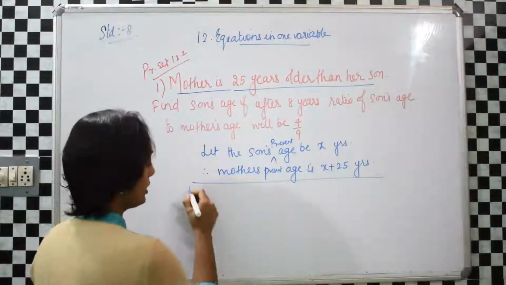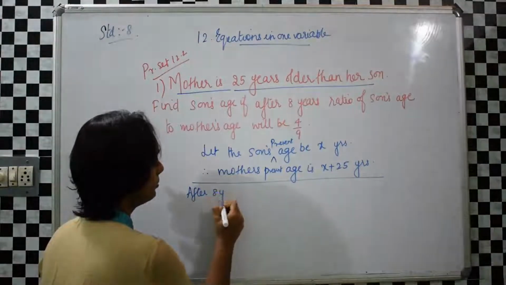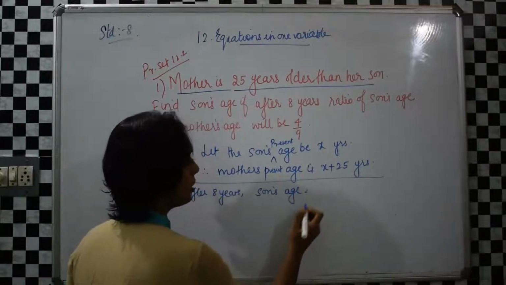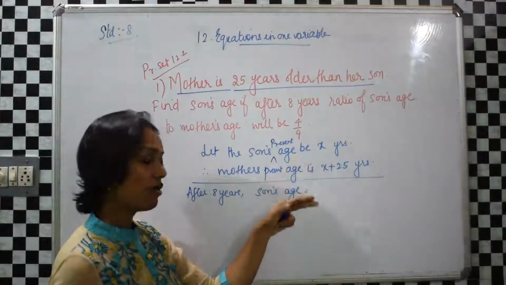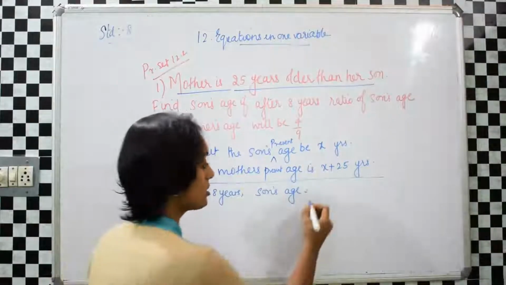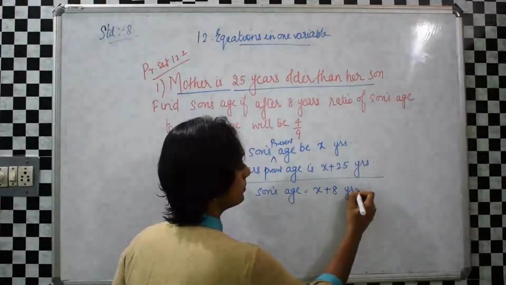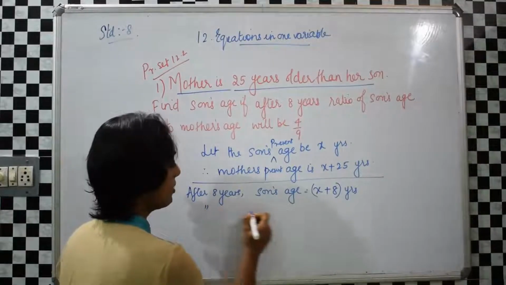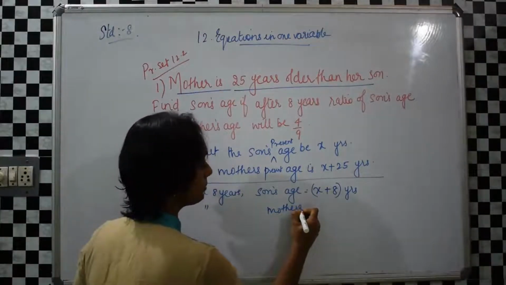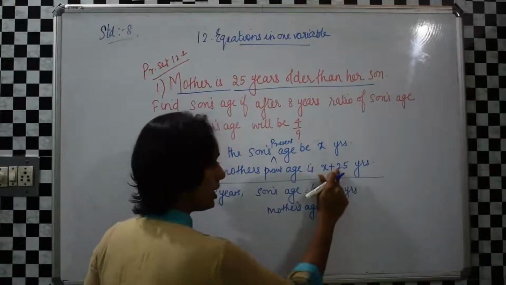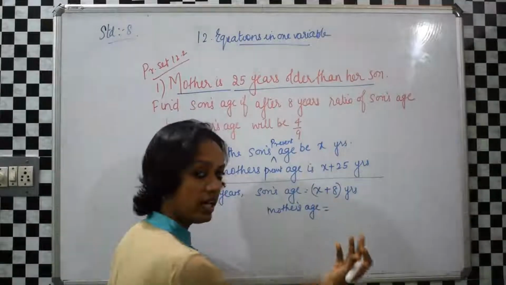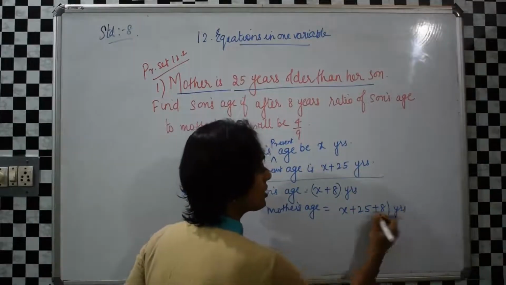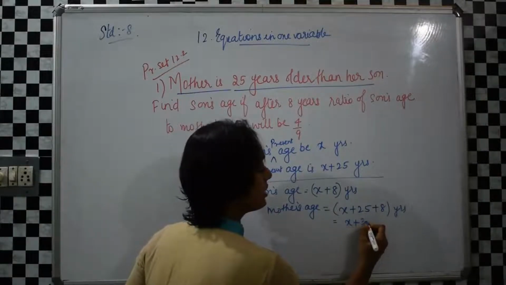So now after 8 years, what will be the son's age? Present age of son is x. So after 8 years, it will be x plus 8 years. Likewise for the mother, after 8 years, mother's age will be, today she is x plus 25. So after 8 years, it will be x plus 25 plus 8 years. So how much is that equal to? X plus 33 years.